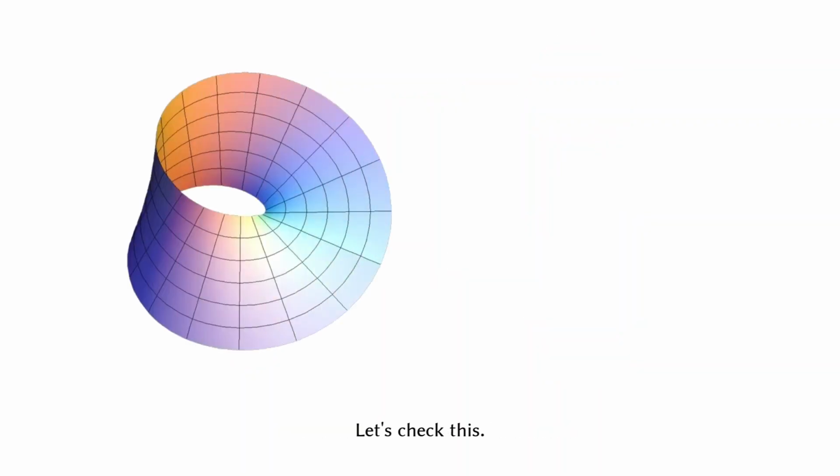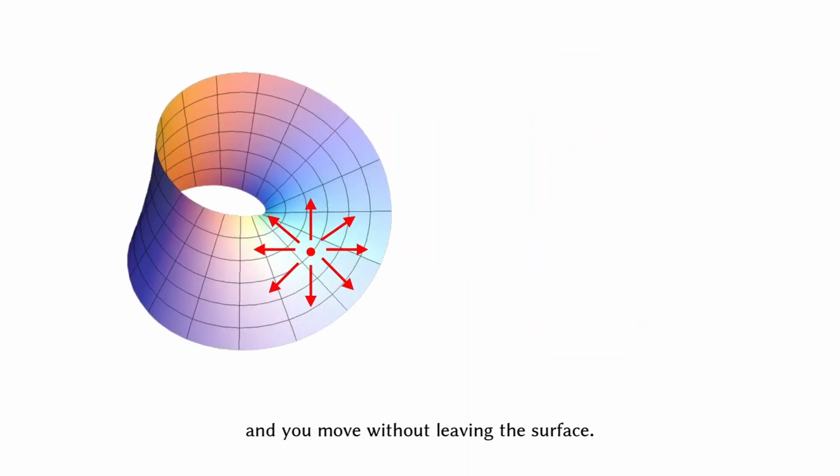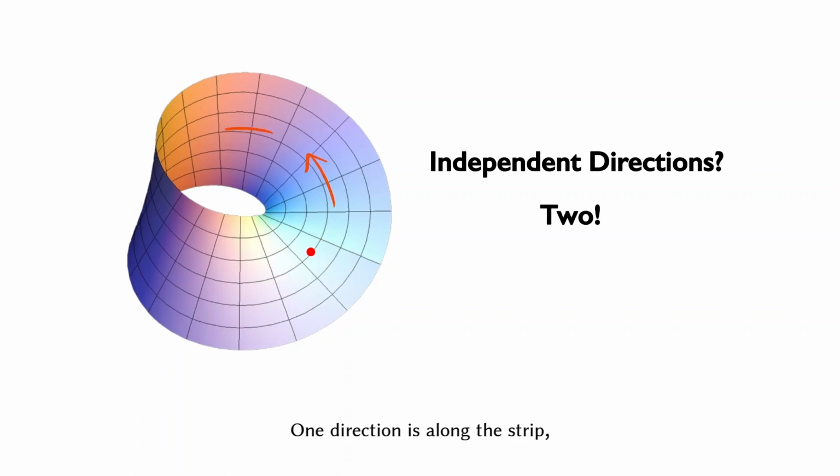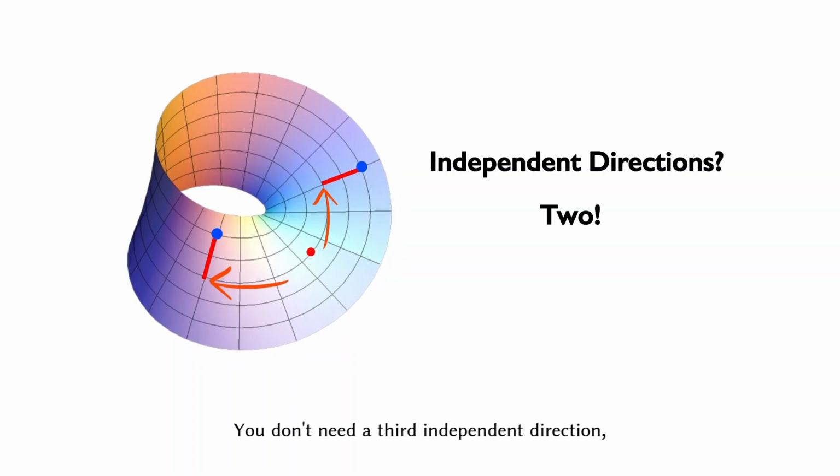Let's check this. Imagine you're at a point on the Mobius strip, and you move without leaving the surface. How many independent directions can you move? Two. One direction is along the strip, and the other is across its width. These two directions are enough to move in any direction on the surface. You don't need a third independent direction, so the Mobius strip is two-dimensional.